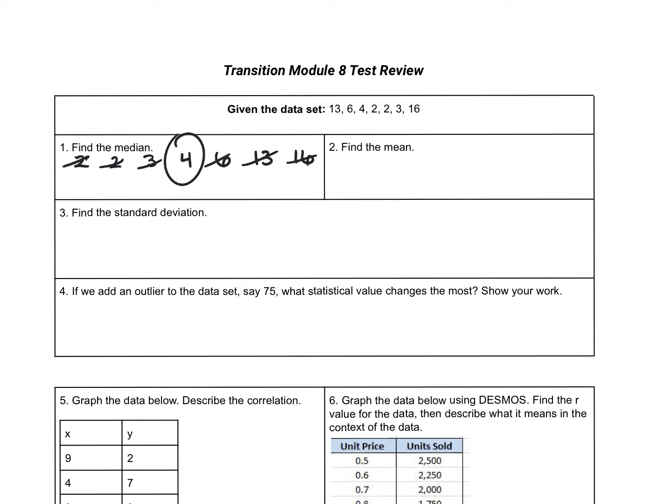So in order to find the mean, you add all the numbers together. So 13 plus 6 plus 4 plus 2 plus 2 plus 3 plus 16, and then you divide by the total number of pieces of data, which in this case is 7. And when you add all of those numbers together and divide by 7, you get a mean of 6.57.